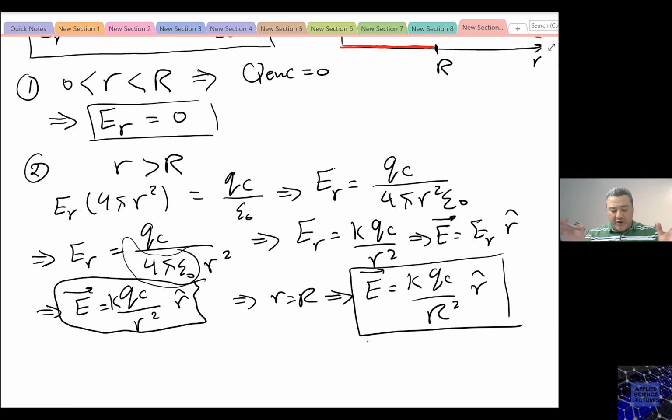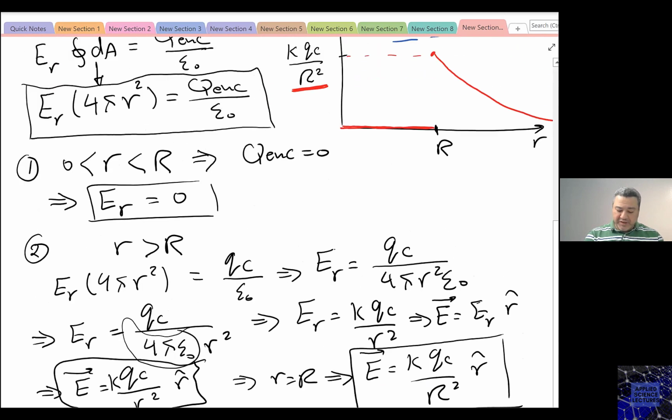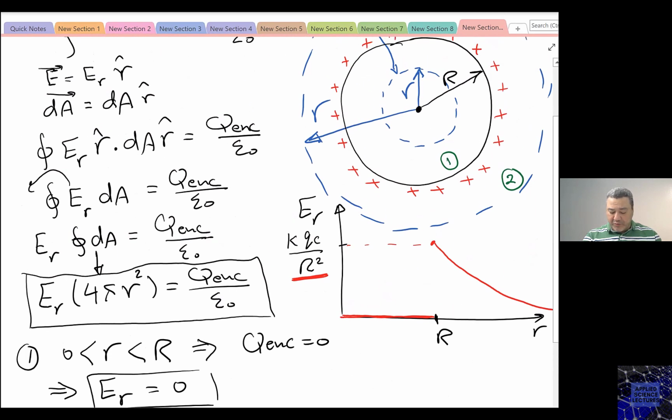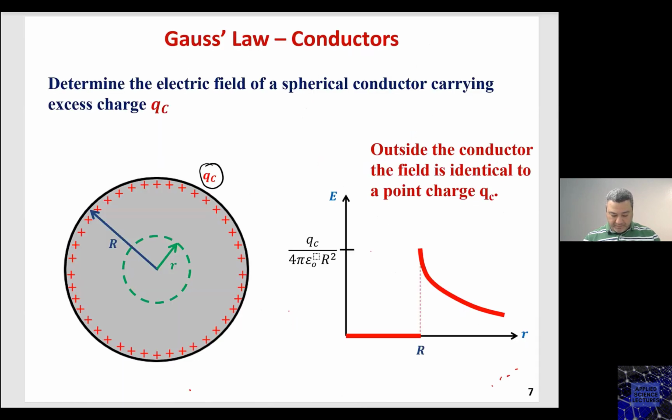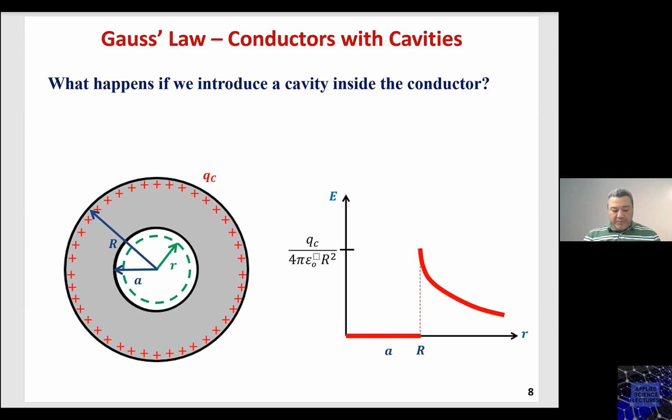Now this is a conductive sphere. It's very important. You can see that this agrees exactly with what we have said before. The electric field inside the conductor is 0. Only the electric field right after the surface, and then it decays.